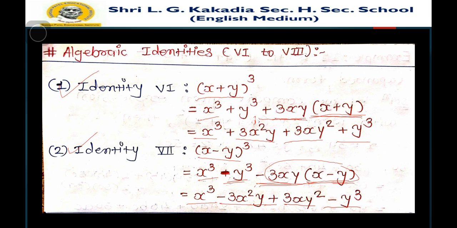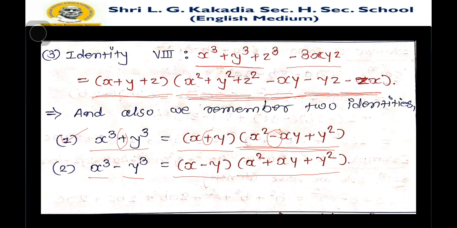So now we have five identities. Identity number 6, that is (x + y) whole cube, is x cube plus y cube plus 3xy into (x + y), and the seventh one is (x minus y) whole cube as given here, the eighth one is given here, and two extra identities are given here, x cube plus y cube and x cube minus y cube. With the help of these identities we can solve some expressions. So let us solve examples related to these identities.